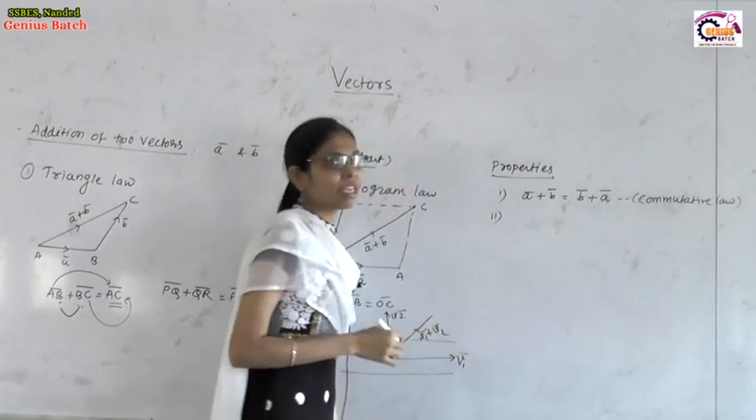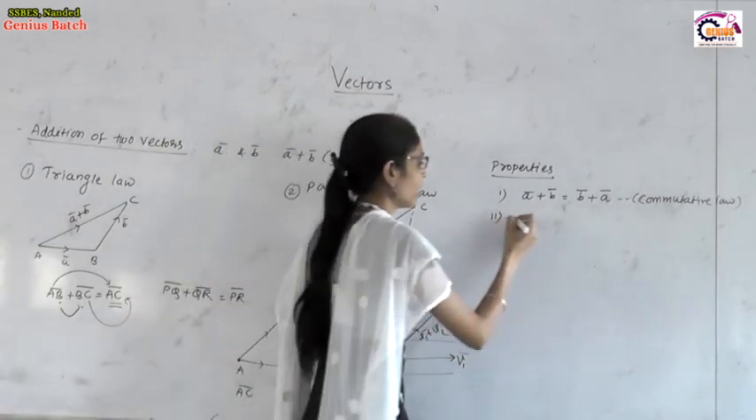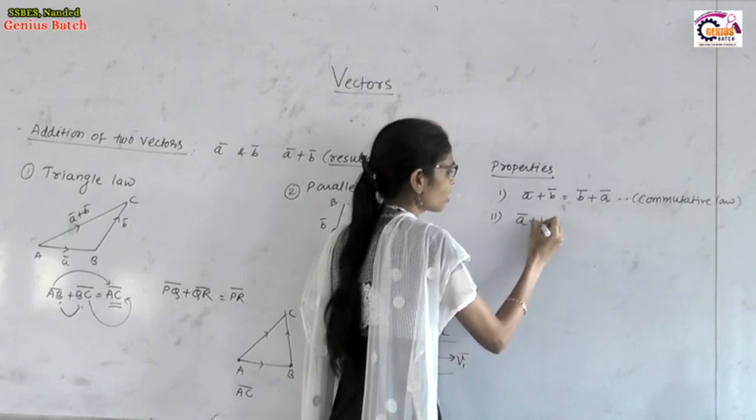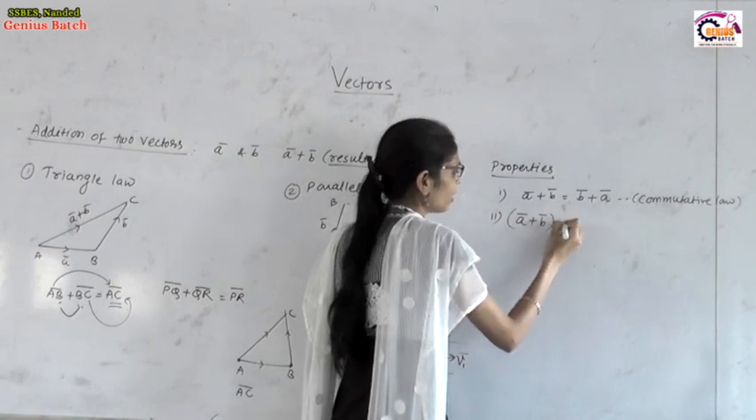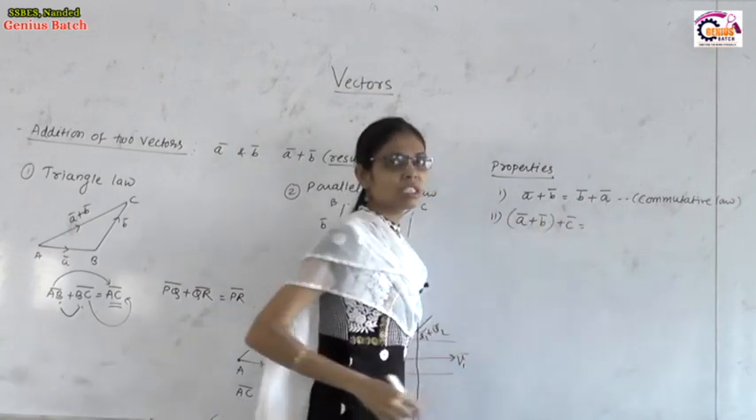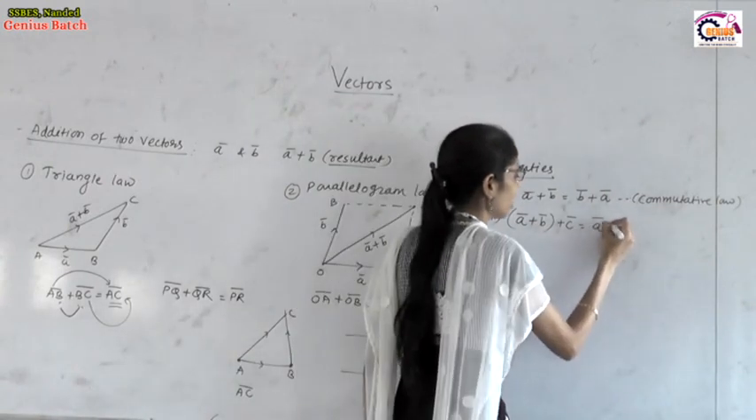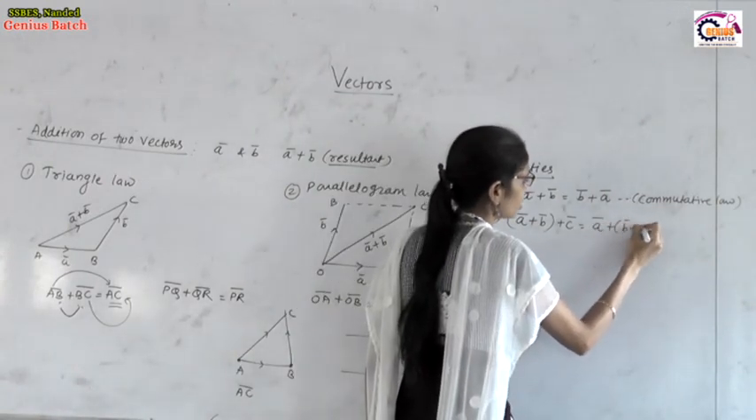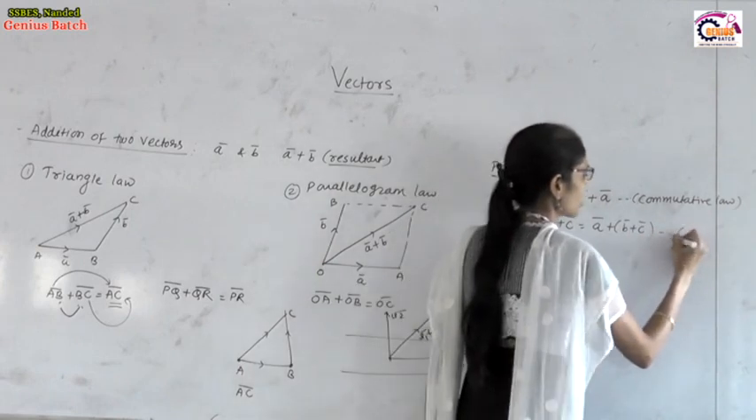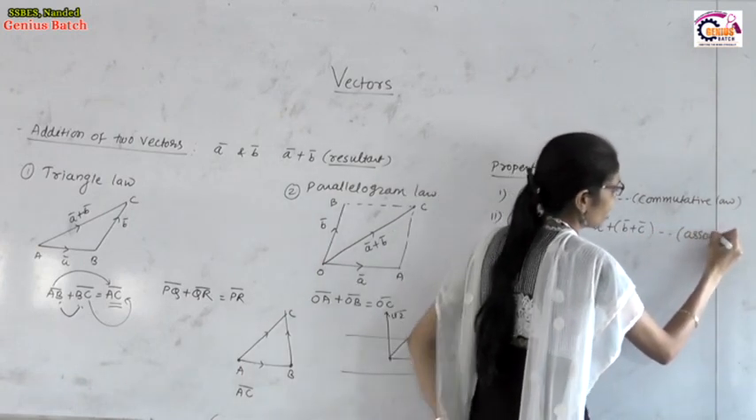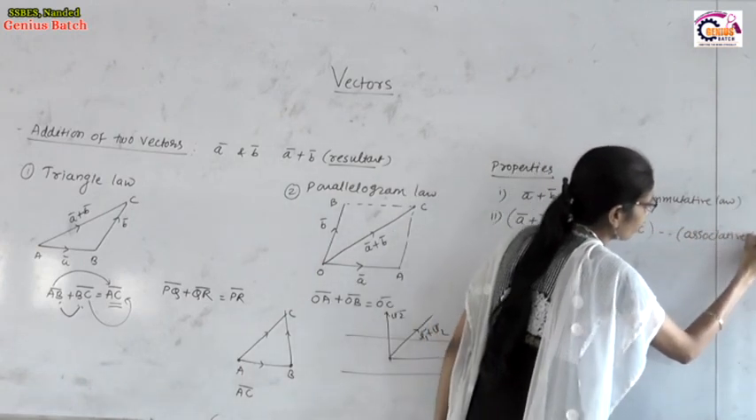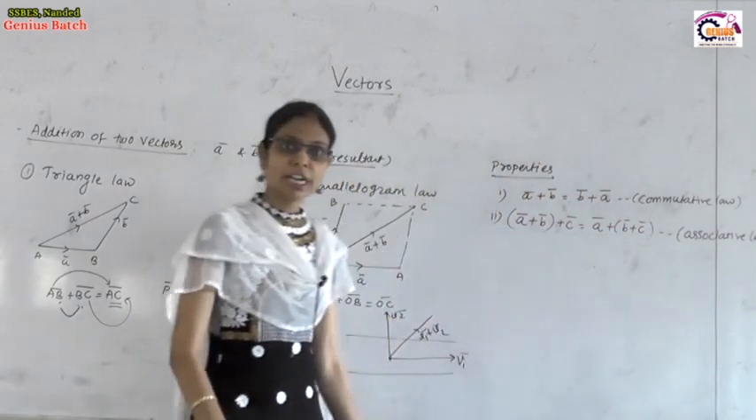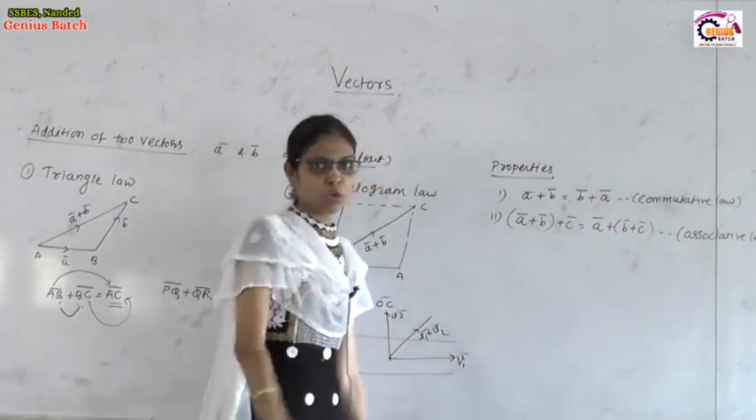The second law is the associative law. Vector A plus vector B plus vector C is equal to vector A plus (B plus C). This law is said to be the associative law. Now you can prove the associative law also, meaning grouping does not matter.